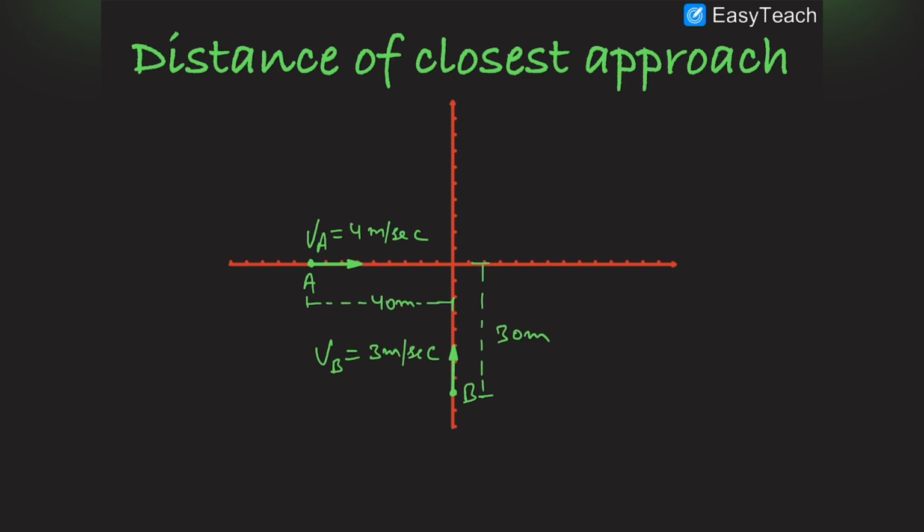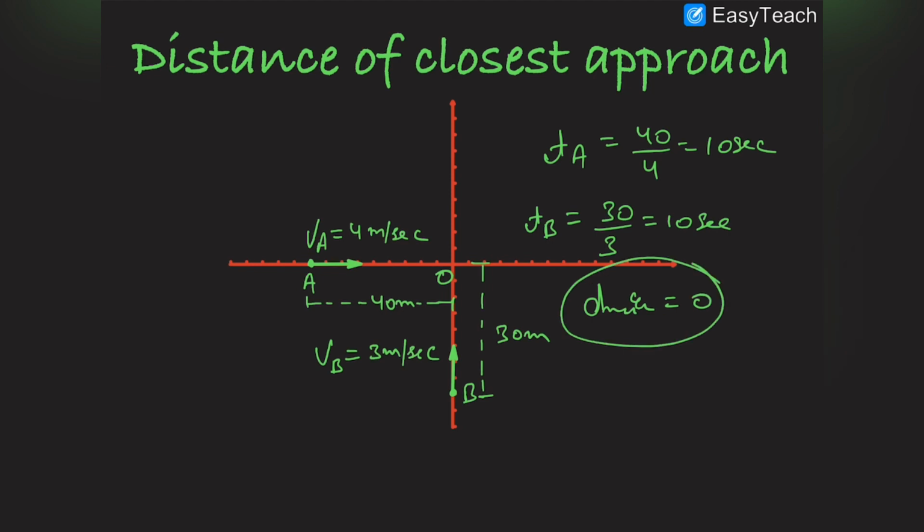Now you can easily see that the time taken by particle A to reach the origin, TA, is equal to displacement upon velocity, which is 10 seconds, and the time taken by particle B is displacement 30 upon velocity 3, which is also 10 seconds, which means that they would meet at the origin after 10 seconds, and hence they will collide. So we can say that the d minimum between them will be 0.